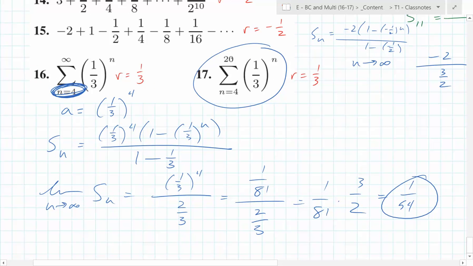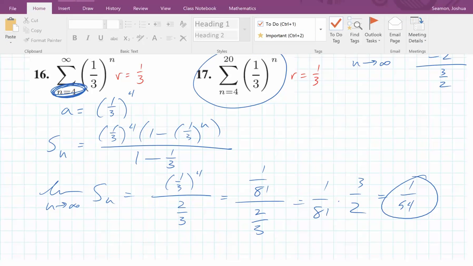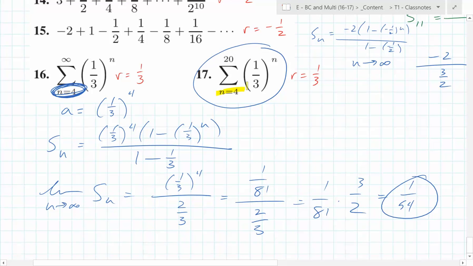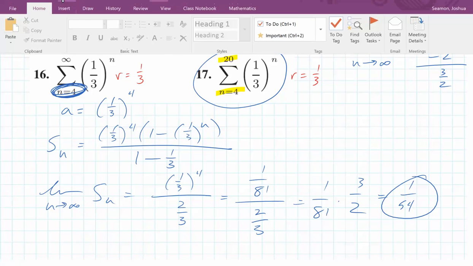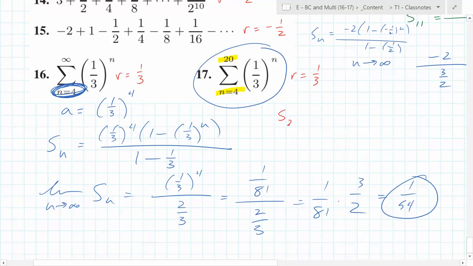Thank you. Nice. Now, what's the annoying thing about this one right here? Well, annoying, I'll put in quotes. What do you think? Starts at 4 and ends at 20. You just have to be really careful about this. So what are you actually calculating here? You're calculating S20 is going to be 1/3 to the 4th times 1 minus 1/3 to the what? Careful here. Do you put it to the 16? N equals 4 all the way to 20.